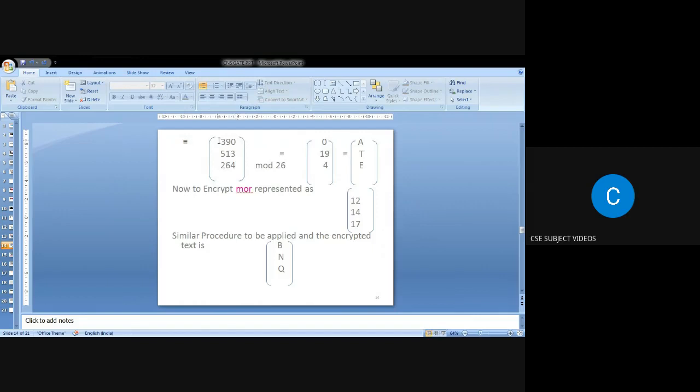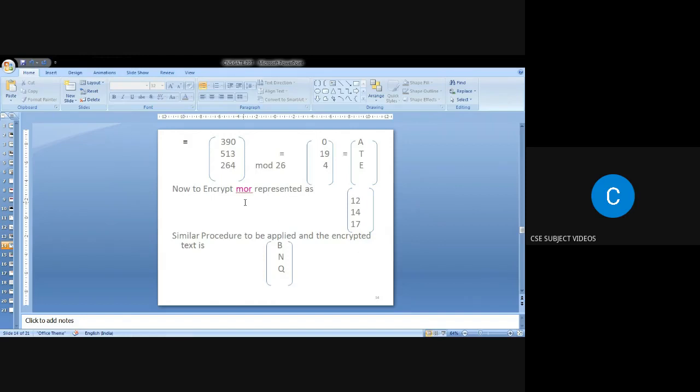After that, we have to do 390 mod 26, 513 mod 26, 264 mod 26. That is, we find the remainder when divided by 26. So 390 gives 0. 513 divided by 26 gives the remainder 19. 264 divided by 26 gives 4. Now we again convert these numerical values into alphabets. 0 is represented by A, 19 by T, and 4 by E. Similarly we go with the next one. We have now encrypted the word "pay".